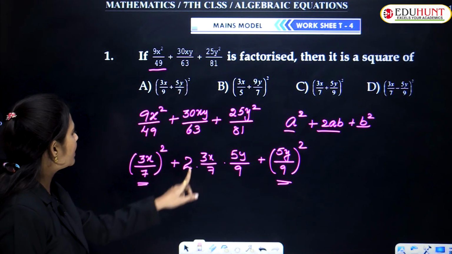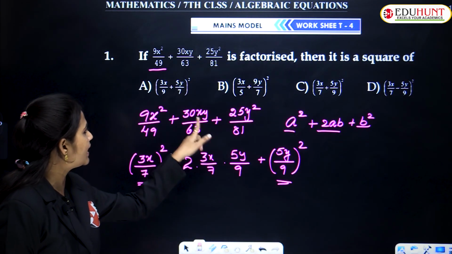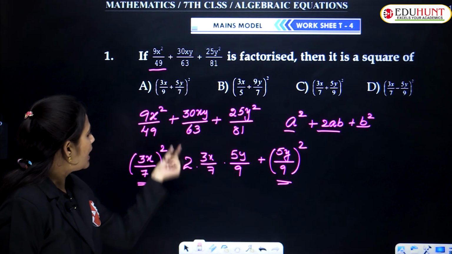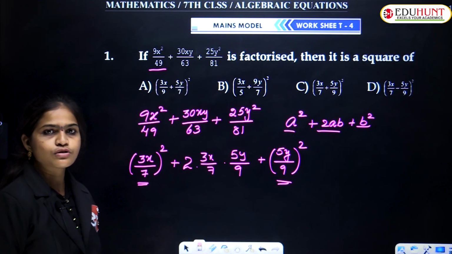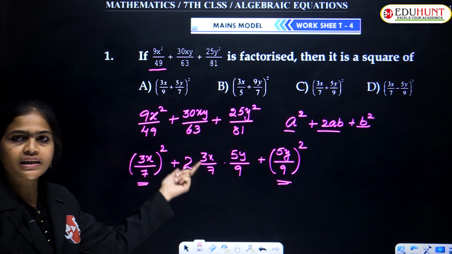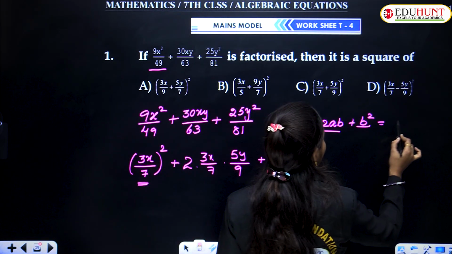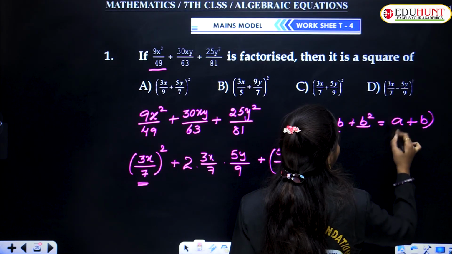Is it satisfying? 3 5 is 15, 15 2 is 30, so 30x into y, 30xy. And 9 7 is 63. So the middle term is satisfying. So can we use that identity here? Yes, we can use it. This is the identity related to a plus b whole square.